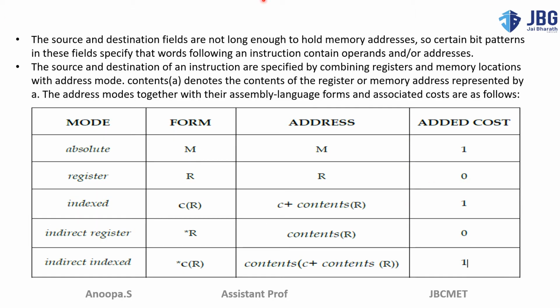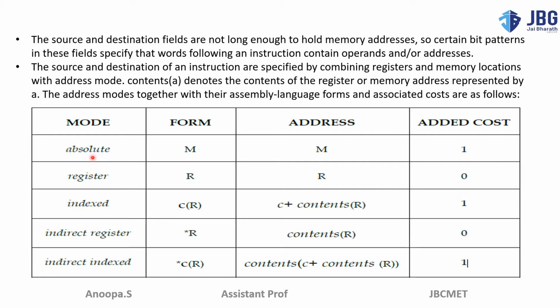Now we know that these registers will not be able to hold the whole memory address, so we will be storing the information by certain bit patterns. That is referred to as our addressing modes, right? So the source and destination of an instruction are specified by combining register and memory location with addressing mode. Now these are the addressing modes that we have in the target machine.